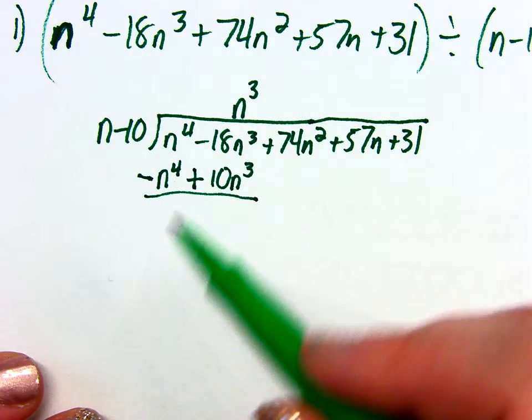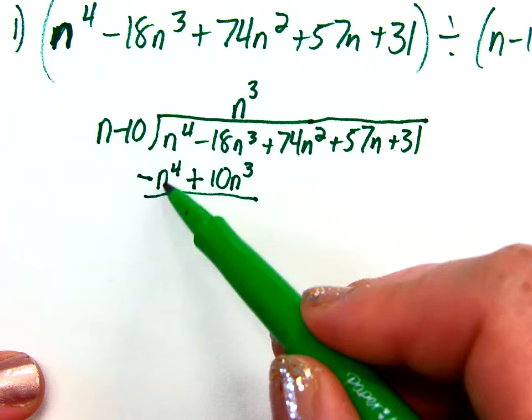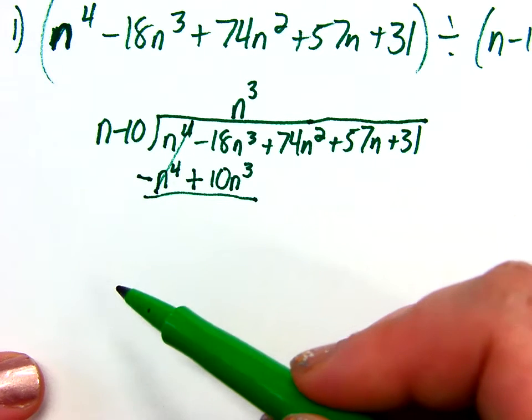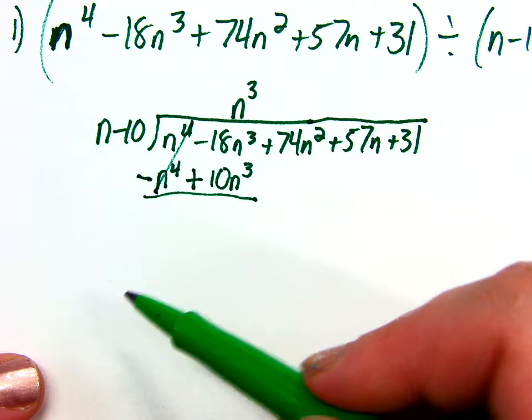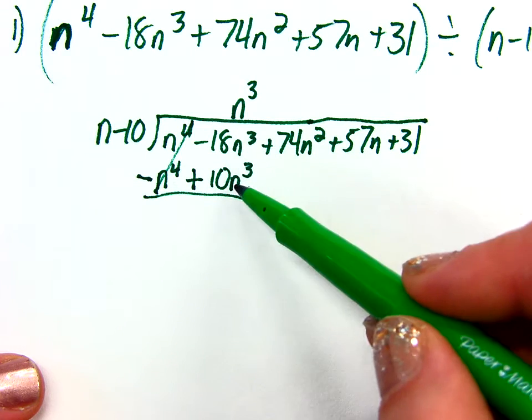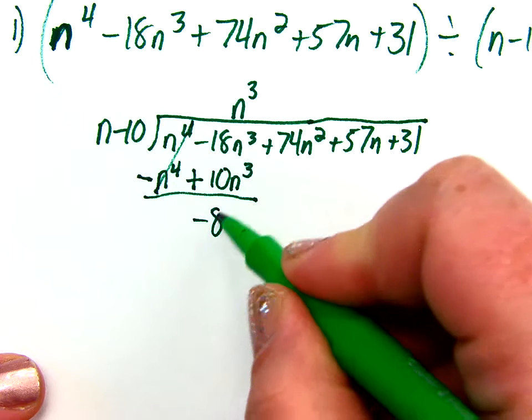So now, watch what happens. N to the fourth minus n to the fourth cancels out. Every single time, that should cancel out. If it doesn't cancel out, something's wrong. You've already messed up. Negative 18 plus 10 is a negative 8 n to the third.